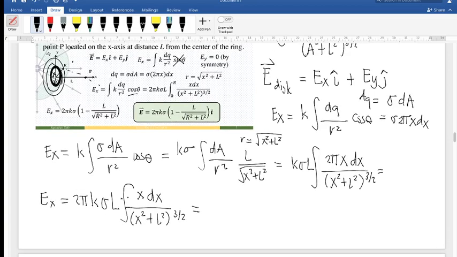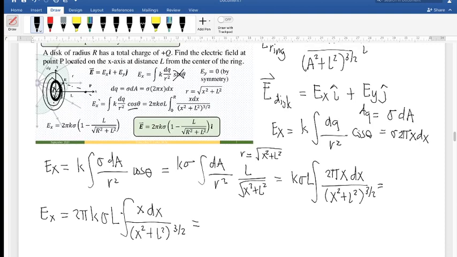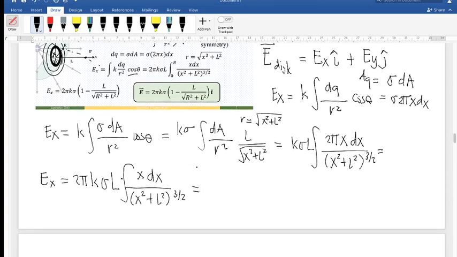So here, ano yung limits of integration natin? So yung integration natin is yung radius, di ba? So yung radius is from 0 patungo sa total radius niya. So that is 0 to the ring of charge na may radius na capital letter R. So ito yung total radius ng disk natin. So that is 2 pi k sigma L. So integrated from 0 to R, we have x dx. Then we have here x squared plus L squared raised to 3 halves.